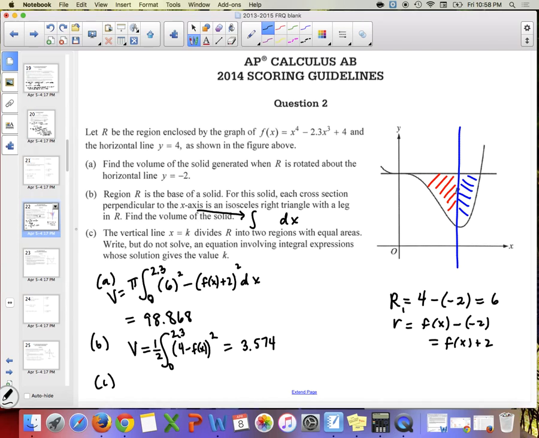So if I'm talking about the red portion, when I set up its area, it's going to be from 0 to whatever k was. And then we're going to have the top minus the bottom. So top curve minus the bottom curve. So I'm going to have the 4 minus f of x. That has to equal the other portion, which is k to 2.3, but it's still the top minus the bottom, same thing. And that would be enough, okay?